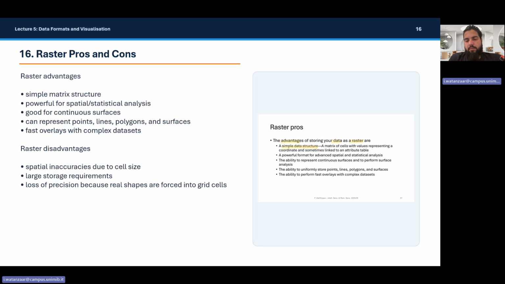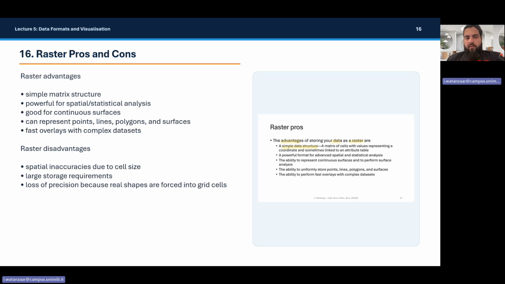It depends upon the bit depth, and it's a large storage requirement. Exactly, they need more storage. Even using compression, data compression, they still require more space. And loss of precision because real shapes are forced into a grid or cell. We discussed that they are using grids or cells, and the shapes are forced into them, and they are losing the precision. That's why this is the third con of the raster data.